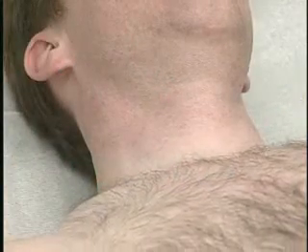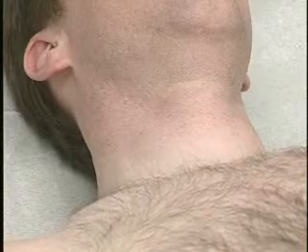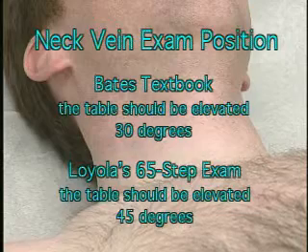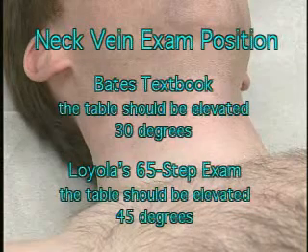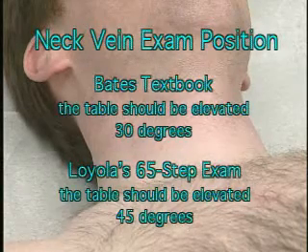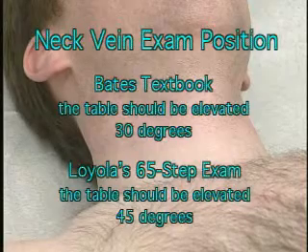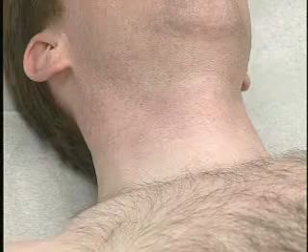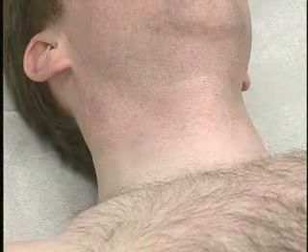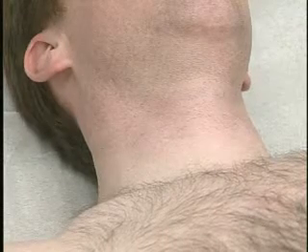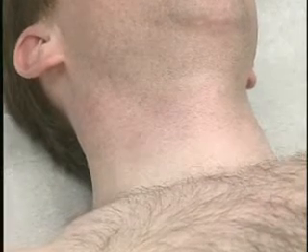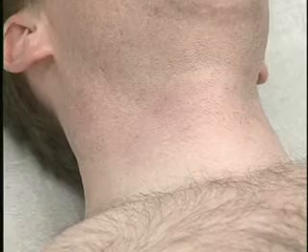Let's talk about examining the neck veins. This is not an easy examination step to learn. The position of the patient is important. Bates says to have the head of the table elevated to 30 degrees, and the Loyola 65-step physical recommends 45 degrees. If you have difficulty assessing the neck veins, you may need to raise or lower the head of the bed to help find the neck veins. The patient's head should be turned slightly to the left, and the physician should be on the patient's right side in the classic examination position.